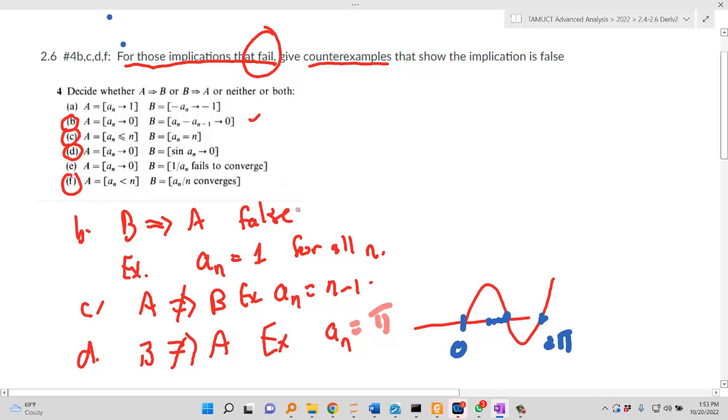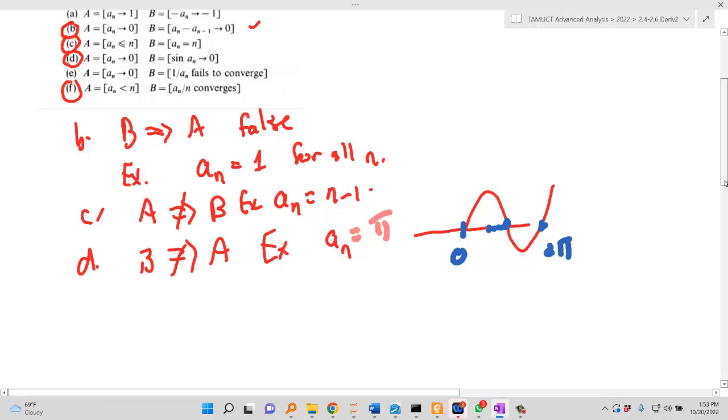All right, the last one, F, is actually kind of an interesting example. If this was an absolute value here, it would be true. But the fact that there's no absolute value means that it's not true. We have A does not imply B.